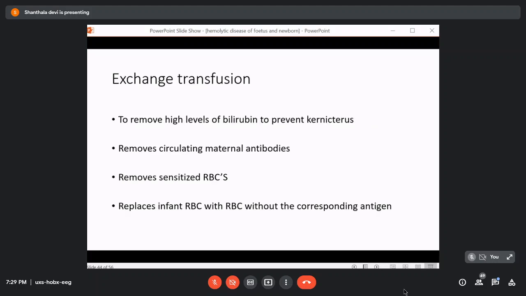Exchange transfusion. This is done in severe cases of hemolytic disease of the newborn. This is to remove the high levels of bilirubin to prevent chronic stress. It also removes the circulating maternal antibodies. It removes the sensitized RBCs and it replaces the infant RBCs with RBCs without the corresponding antigen.